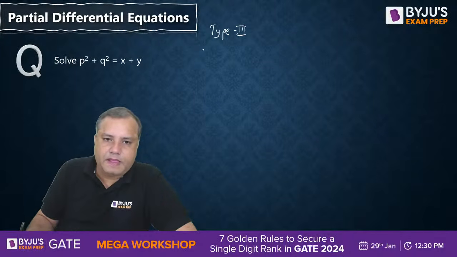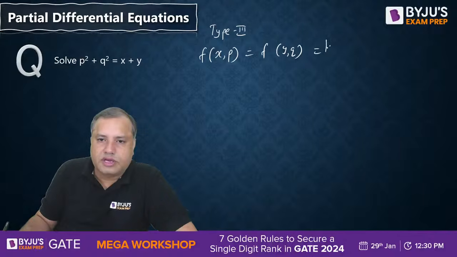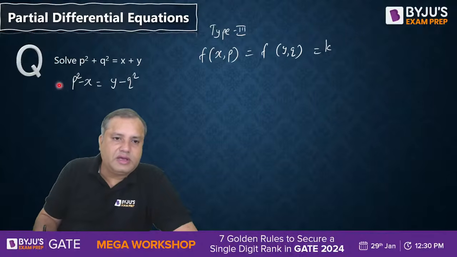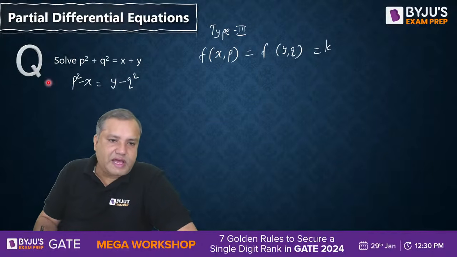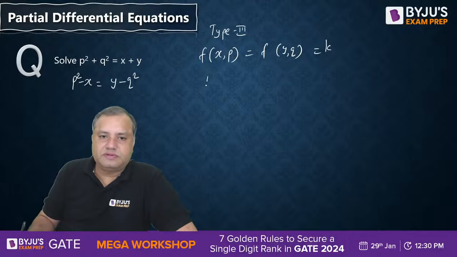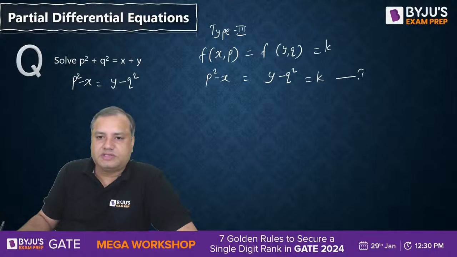For type 3, we have this format f of x comma p, f of y comma q equal to k. So students, x is brought to the left hand side and q square is brought to the other side. Can we do like this? P square minus x equals y minus q square. Students, this is our elementary equation.